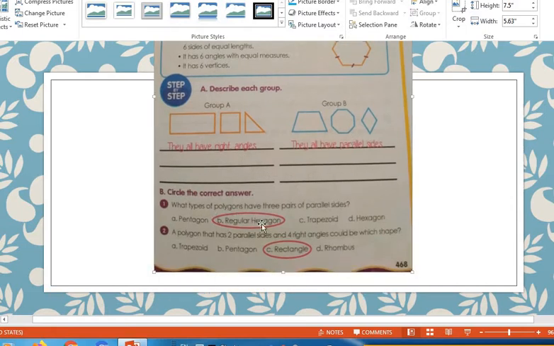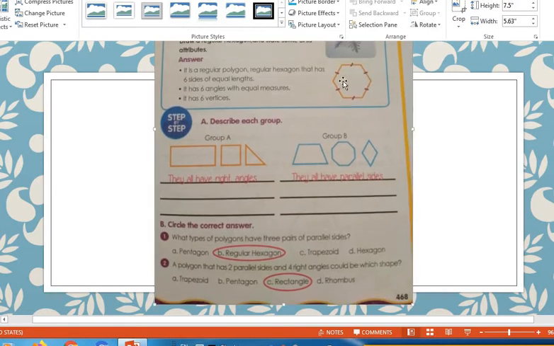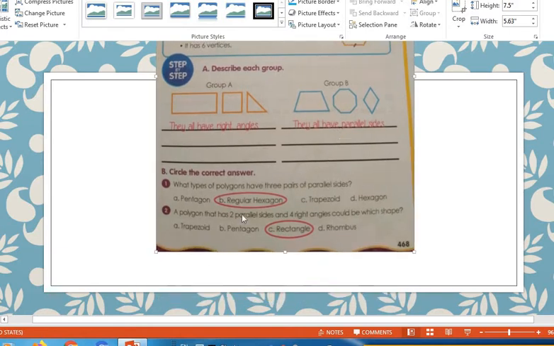What types of polygons? Circle the correct answer. What types of polygons have three pairs of parallel sides? Regular hexagon. As you see here, this one with this one is one pair, this one and this one the second pair, this one and this one the third pair. So the regular hexagon has three pairs of parallel sides.